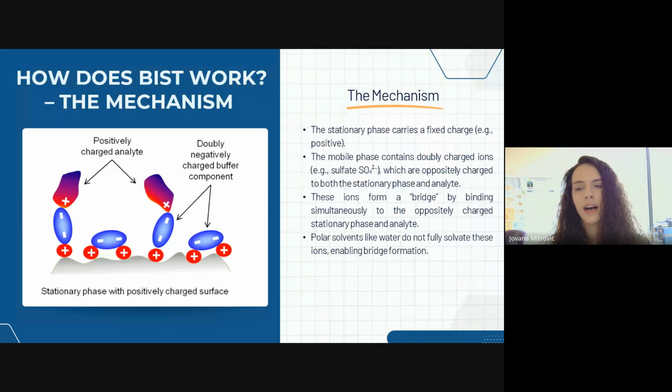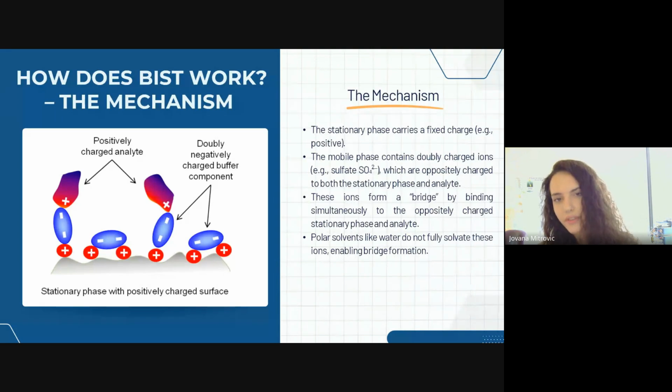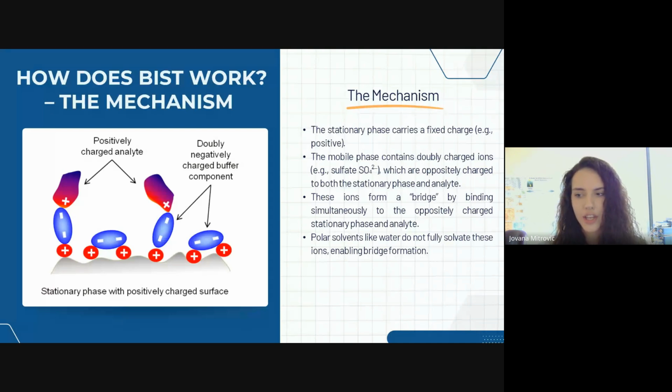So at its core, BIST operates through a cooperative mechanism: a doubly charged bridging ion connects the analyte to the stationary phase, and this interaction is enhanced in an organic-rich, low-solvation environment. And this is what makes BIST uniquely powerful for retaining ionic and polar analytes that would otherwise be difficult to analyze in traditional modes.